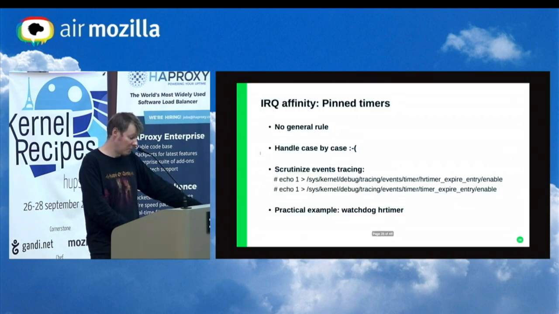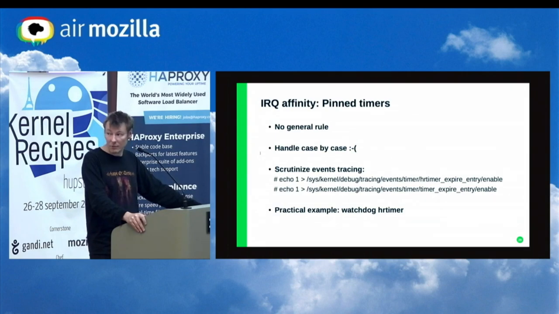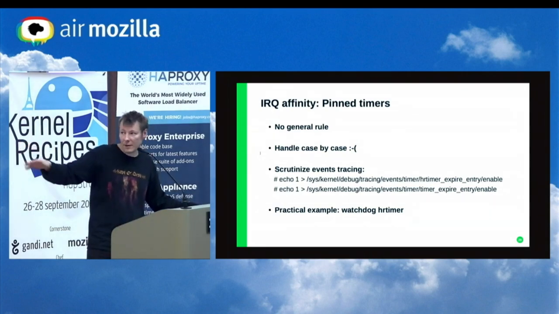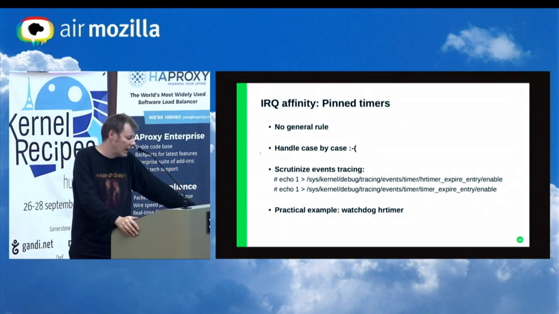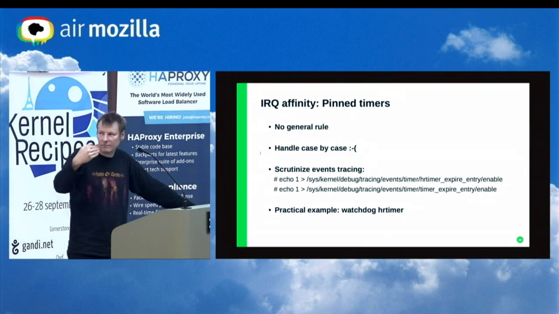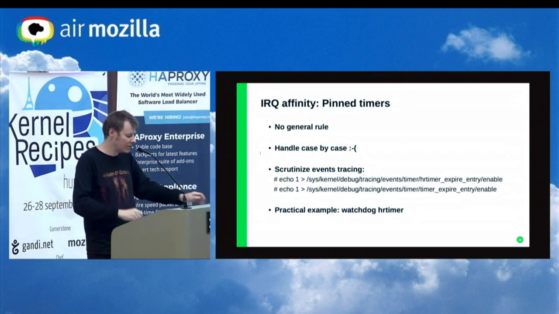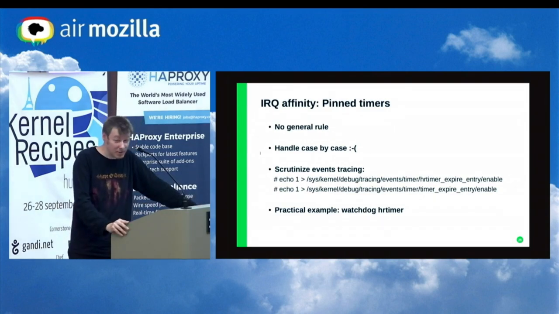Now comes the pinned timer. And there are no general rules. It's the same as for per-CPU kernel threads. You have to handle them case by case. So you need to trace the high-resolution timer and normal timer expire entry, so this is the callback calls, and check any of the timers that executed and check which one you need to care about. And I fear you need to look at the code in order to get rid of them.